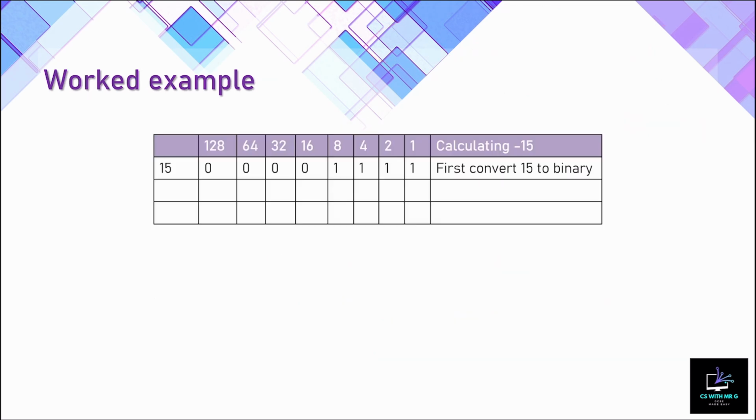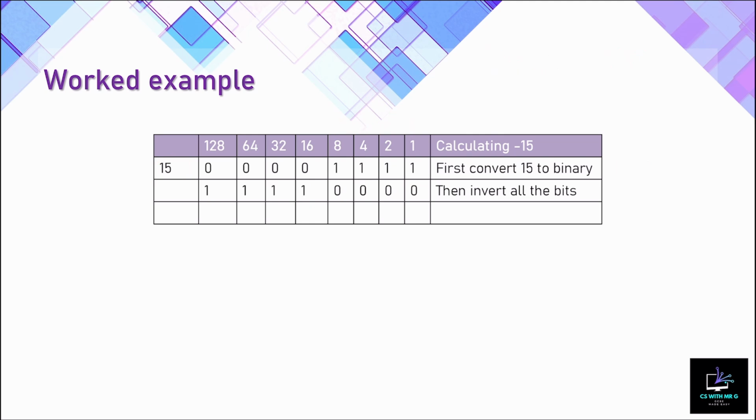The first one we're going to do is calculating negative 15. So we need positive 15 in denary, which is here for us already. As we've learned, 8 add 4 add 2 add 1 equals 15. And to convert this into negative 15, we need to flip all the bits around. So 0 becomes 1 and 1s become 0. So just to confirm, there's our answer.